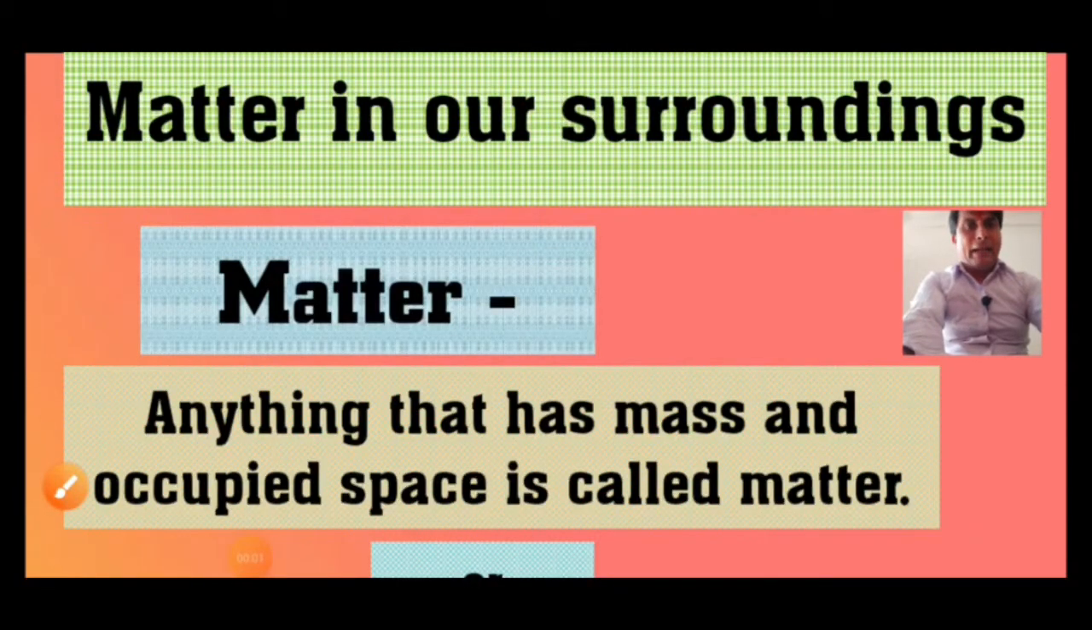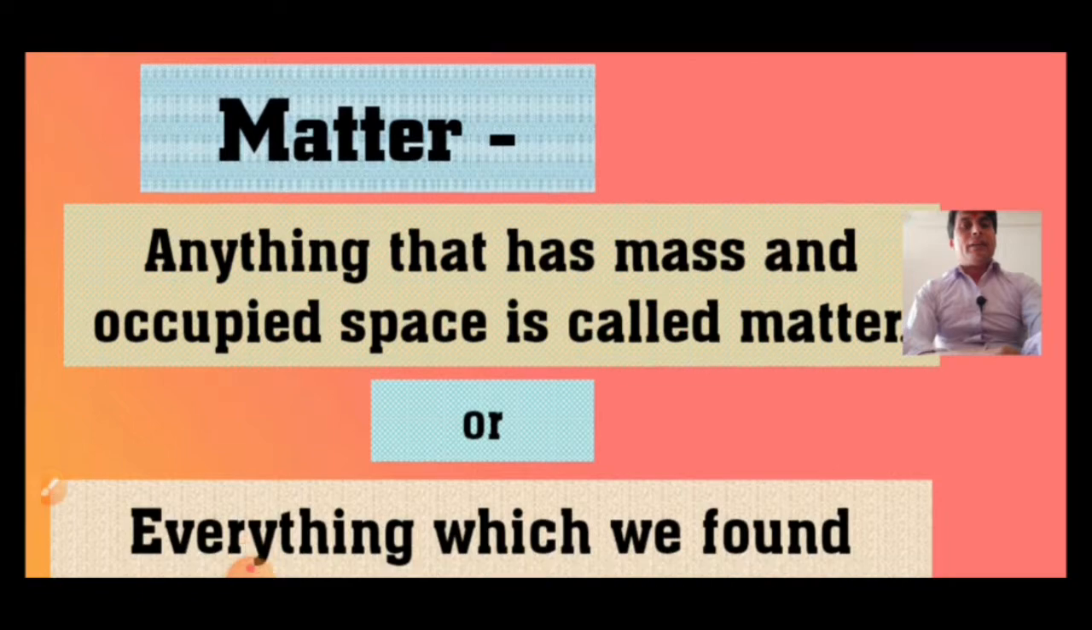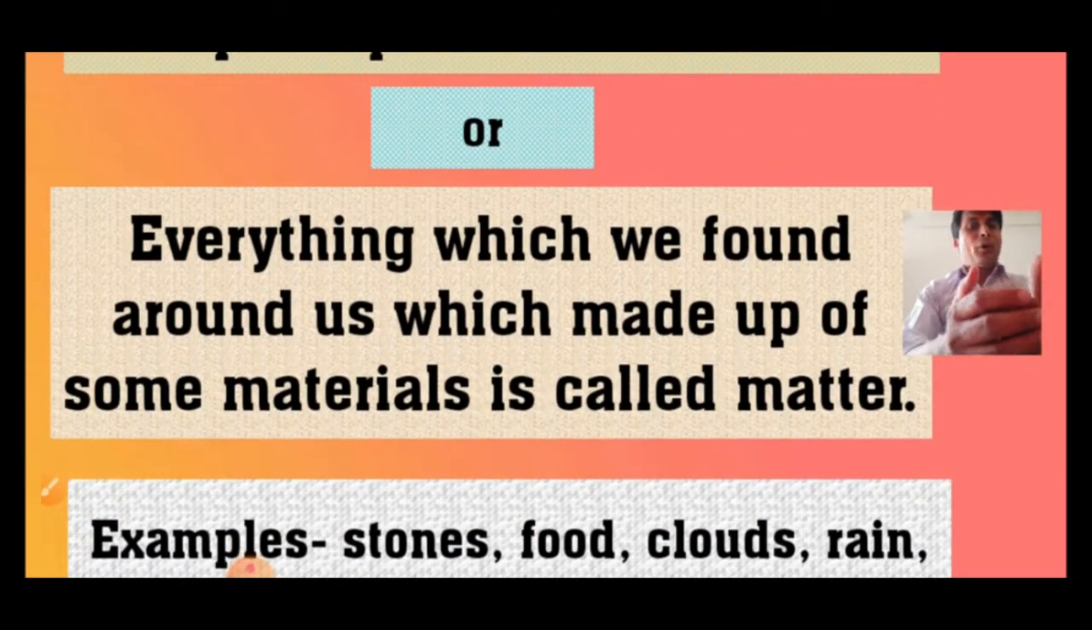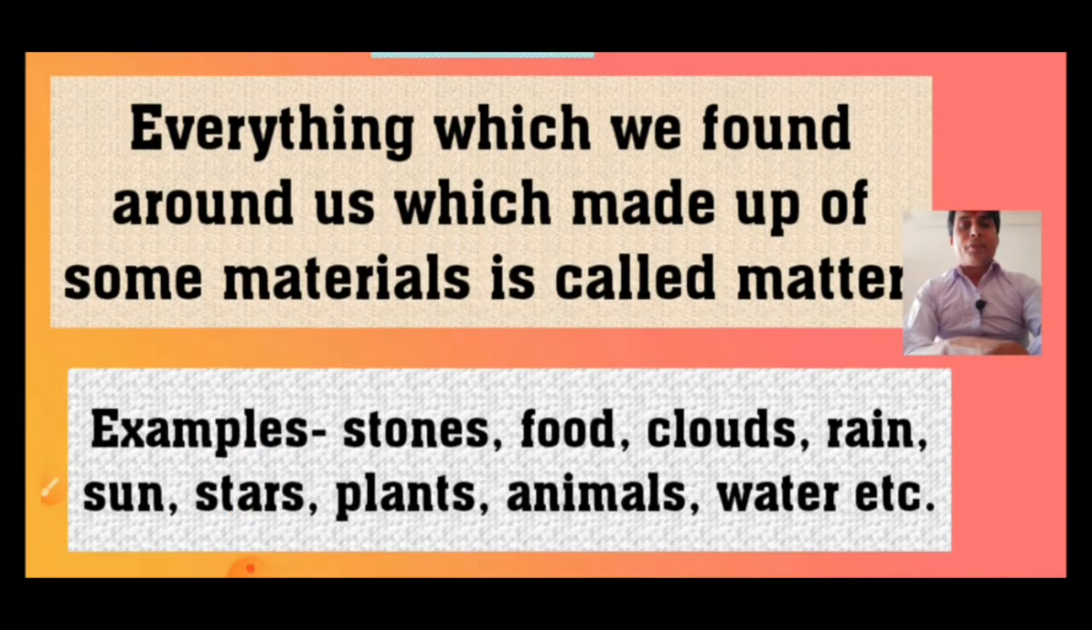So let's start the video on matter. The chapter is Matter in Our Surroundings, in which first of all we discuss the definition of matter. Anything that has mass and occupies space is called matter. Everything we find around us, which is made up of some material, is called matter. Many examples are here: stones, food, clouds, rain, sun, stars, plants, animals, water, etc.